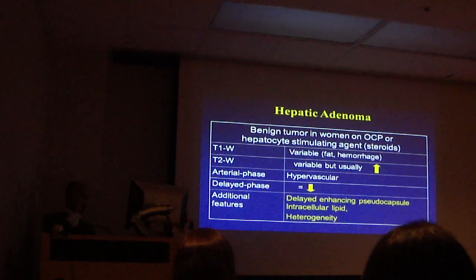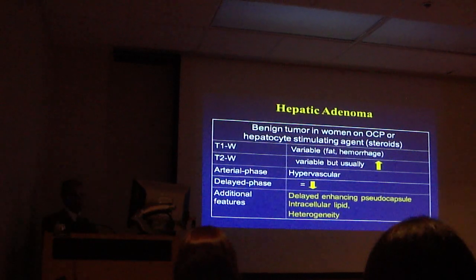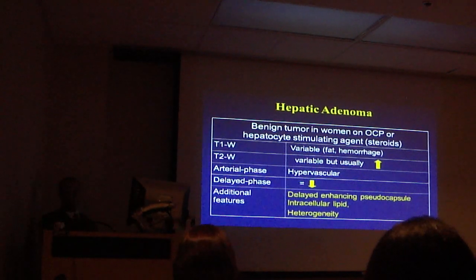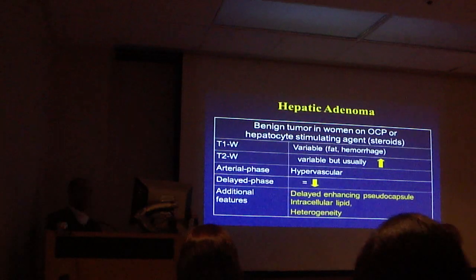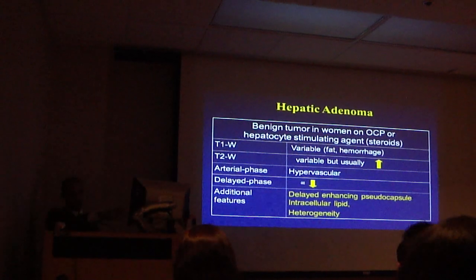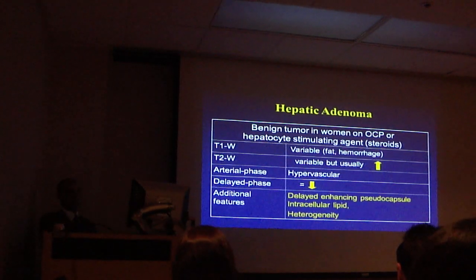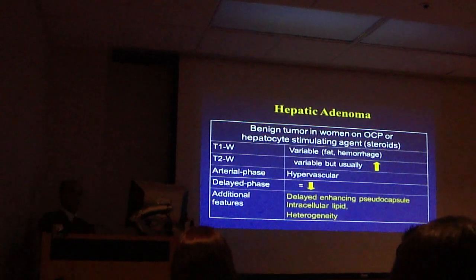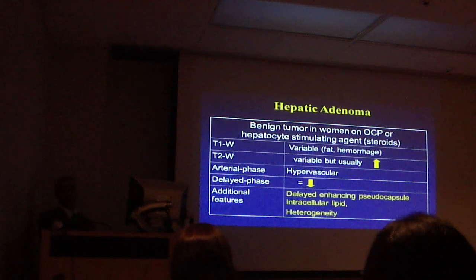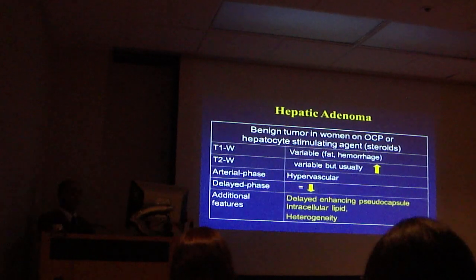Again, those two things, the border and the washout. Arterial phase, it's hypervascular. Delayed phase, it can be iso or hypo, it says. Additional features are a delayed enhancing pseudocapsule, it can have intracellular lipid, and if it has hemorrhaged, it can be heterogeneous.